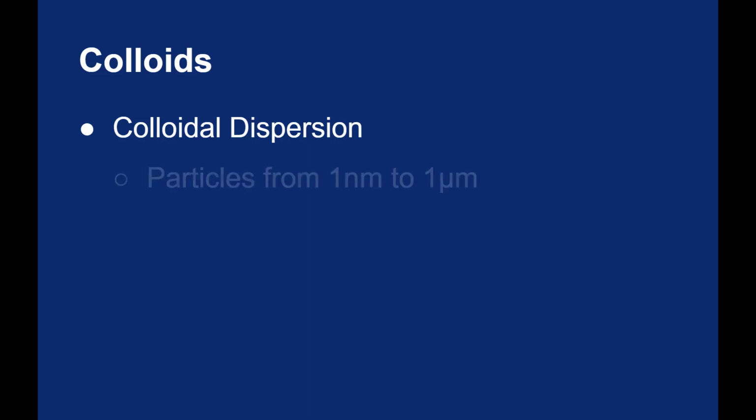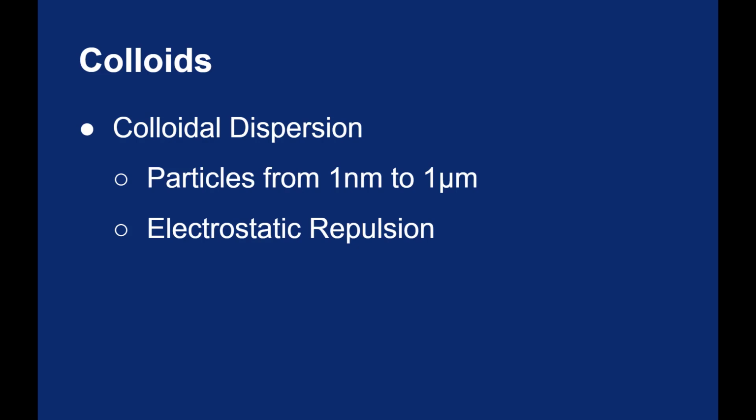Colloids are in that gray area between being a homogeneous and a heterogeneous mixture. Colloids are also referred to as colloidal dispersions, where small particles are dispersed throughout a medium. For colloids, the particles will range in size from a nanometer to a micrometer, or 1 nanometer to 1,000 nanometers. And the particles depend on similar charge to create repulsive forces, and they will be suspended by these electrostatic forces, overcoming any pulls of gravity that might try to separate them.